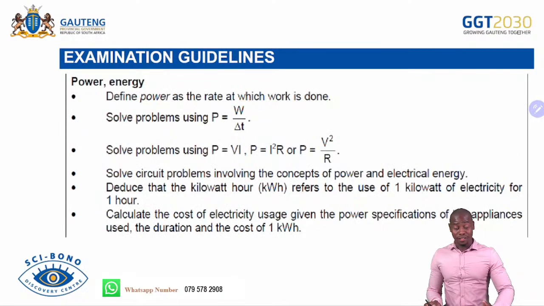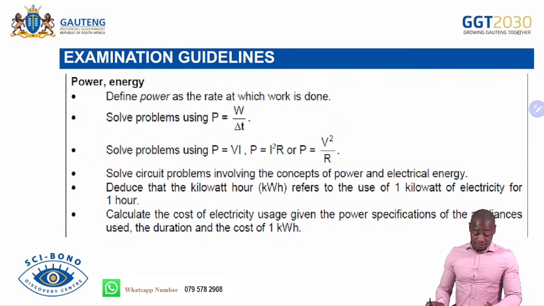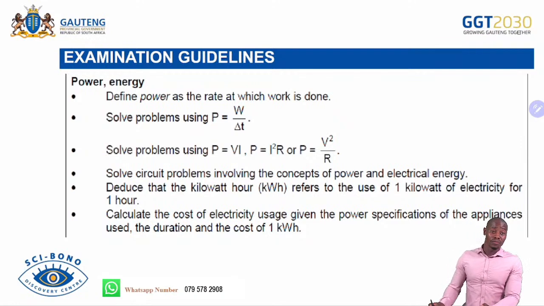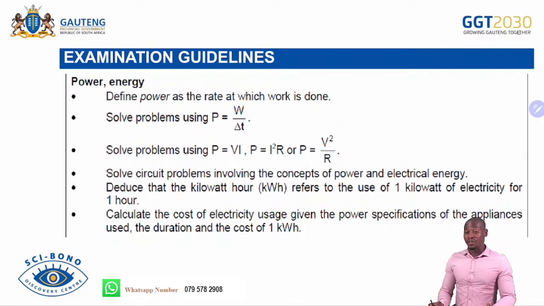Then another thing that you need to know under electric circuits is to define power as the rate at which work is done. Remember, power can be calculated using the equation work done over change in t. You can also use P equals VI, P equals I squared R, P equals V squared over R. These are the formulas that we can use to calculate power. And there's no need, learners, to memorize these equations. They are there on your formula sheet. We'll also talk about that later.